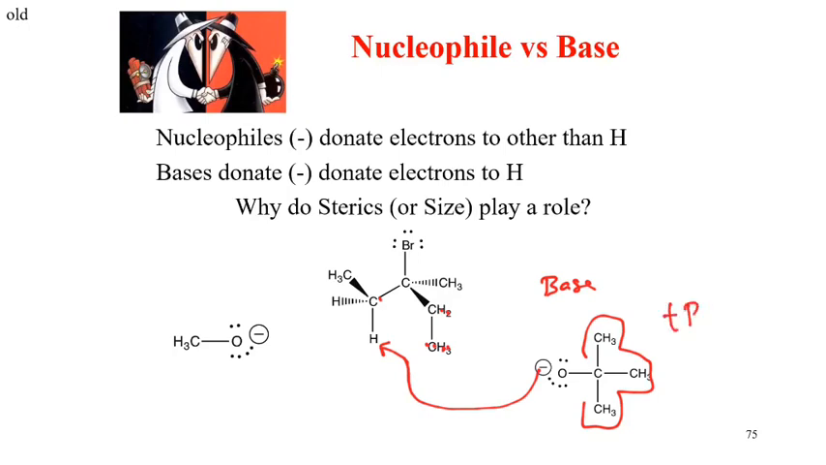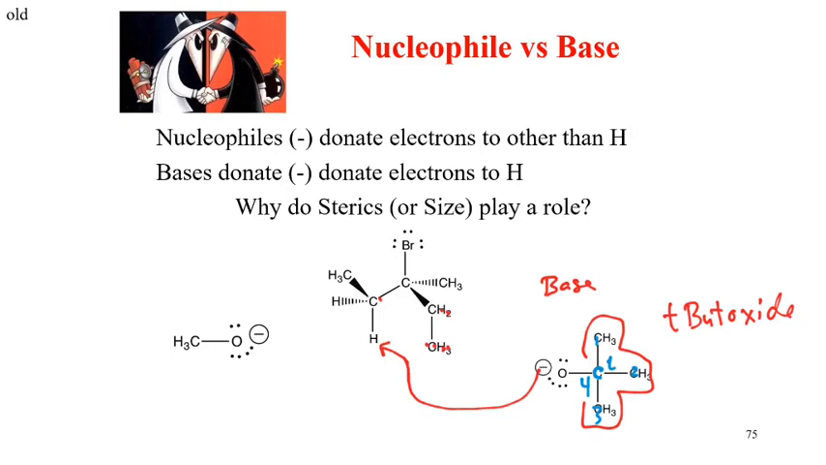This is typically written as t-butoxide. Why t-butoxide? The carbon in the middle is a tertiary carbon, and there's 1, 2, 3, 4 carbons, the butyl. So if you see that t-butyl, that's a pretty big sign that you're looking at a base, not a nucleophile.